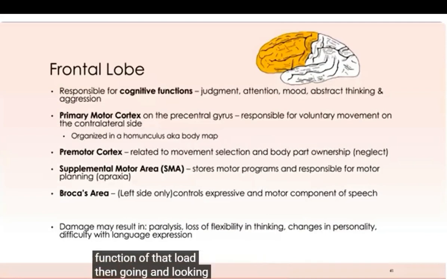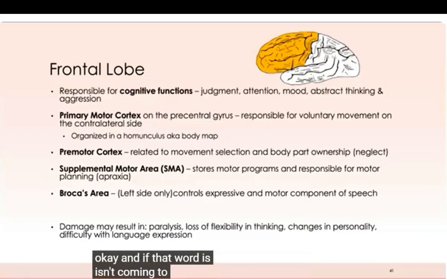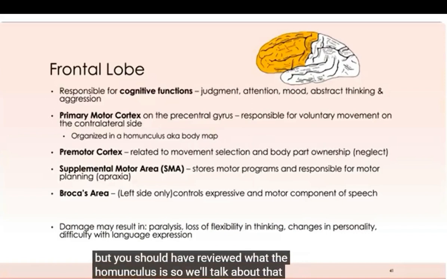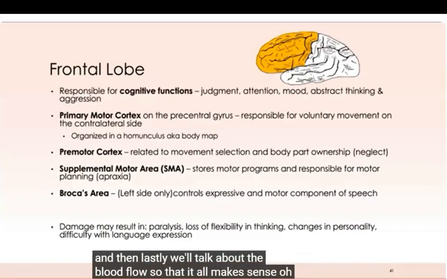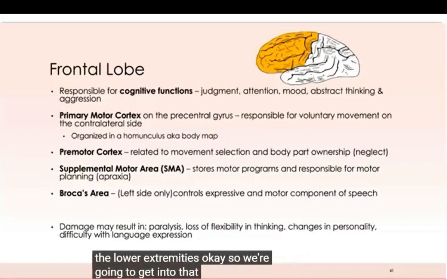Then going and looking at the homunculus, and if that word isn't coming to you, you didn't review, we'll talk about it, but you should have reviewed what the homunculus is. So we'll talk about that. And then lastly, we'll talk about the blood flow so that it all makes sense. Oh, the anterior artery goes here. That makes sense that it would be affecting the lower extremities, okay? So we're gonna get into that.